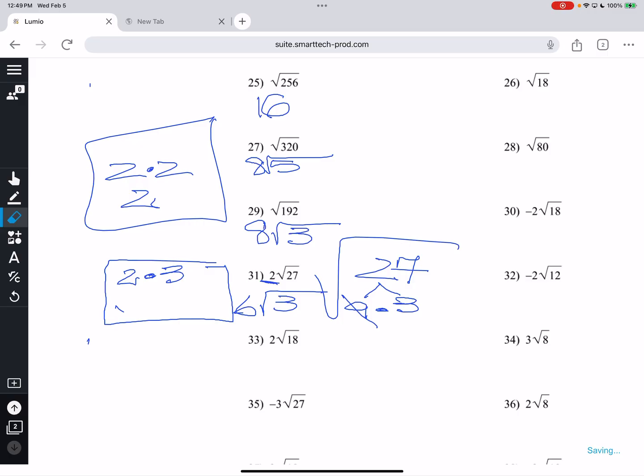Wait, what's the 2 supposed to be? The 2 was already in the book. This is like somebody did their homework and didn't finish working it. They pulled a 2 out, but they left 27 as a non-workable number. Like it's not broken down any further.